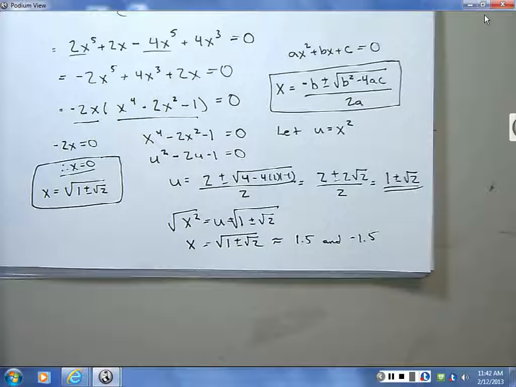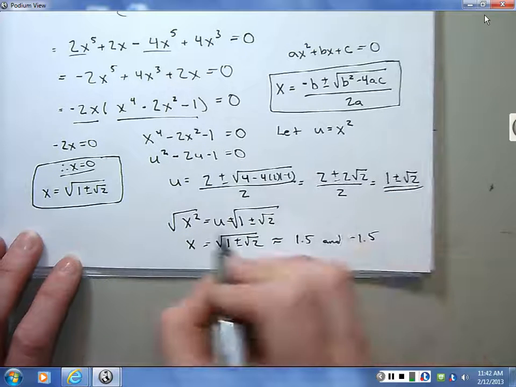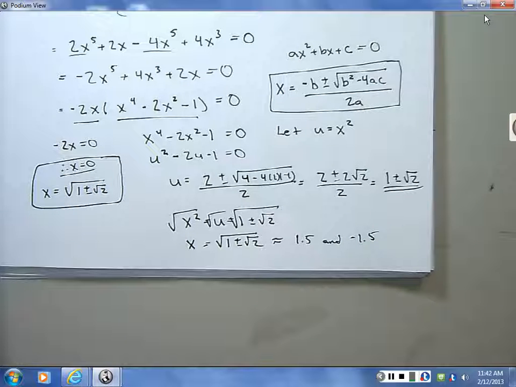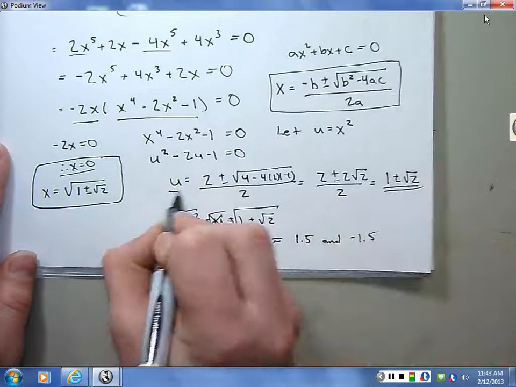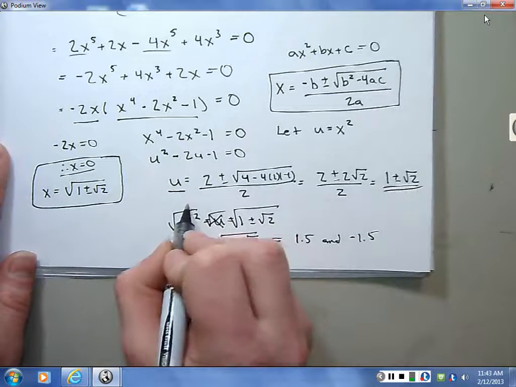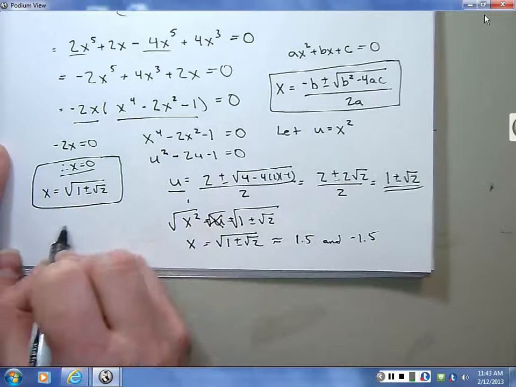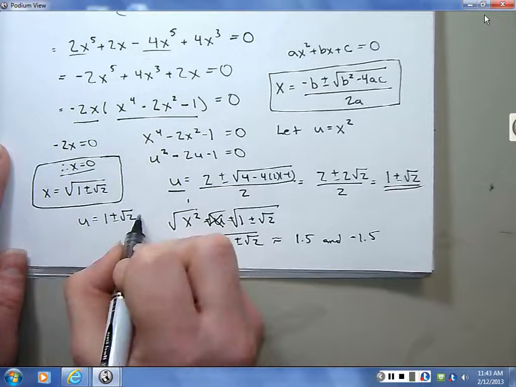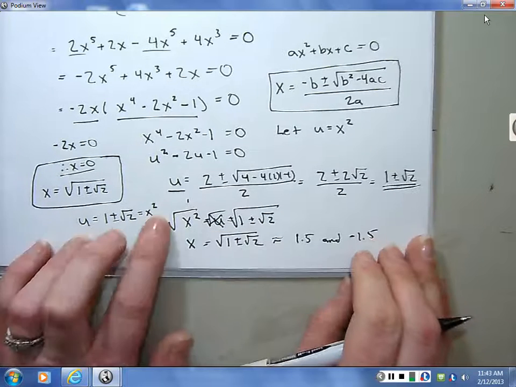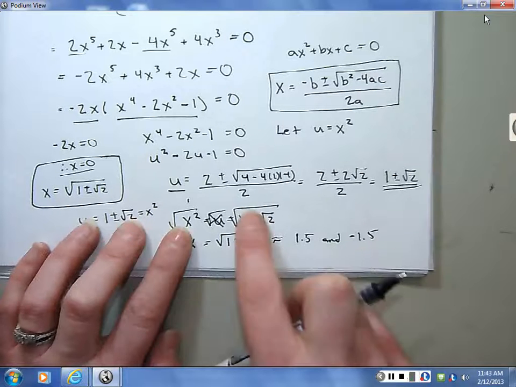If I put the square root over u, would you be happy? Or if I say the square root of u would be x. Well, not really. I basically want to get rid of u. I think it's easier to say u equals 1 plus or minus the square root of 2, and then under that say x squared equals this. So u equals 1 plus or minus the square root of 2. Therefore x squared equals this, because u is x squared. If I take the square root of both sides, I get my answer.